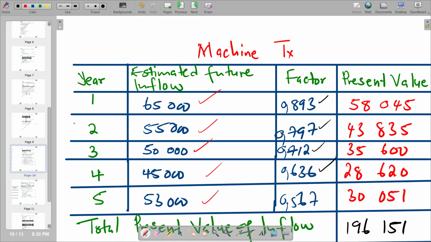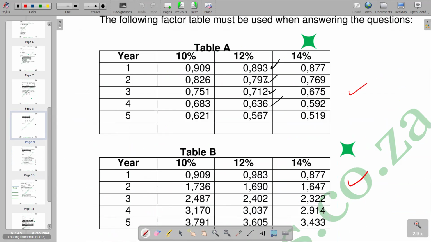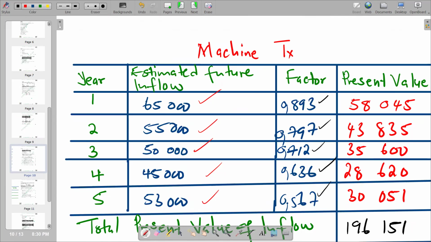Then lastly, for the fifth year, we have 0.567. Then in terms of the present values, we multiply the estimated future inflows times the factor, and then we get the present values. So 65,000 times 0.893 gives 58,045. For year 2, 55,000 times 0.797 gives 43,835.